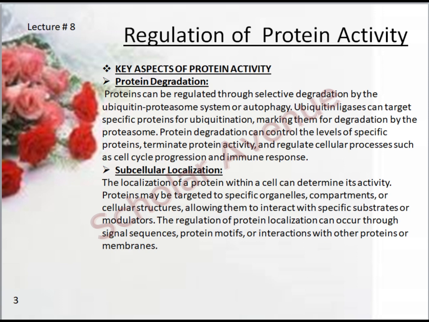The localization of a protein within a cell can determine its activity. Proteins may be targeted to specific organelles, compartments, or cellular structures, allowing them to interact with specific substrates or modulators. The regulation of protein localization can occur through signal sequences, protein motifs, or interactions with other proteins or membranes.